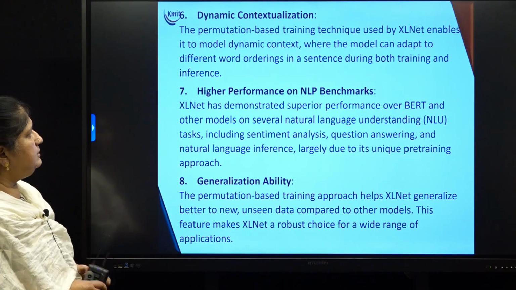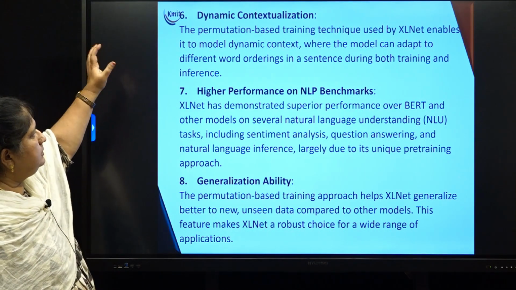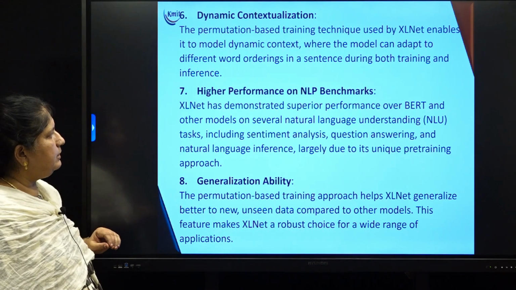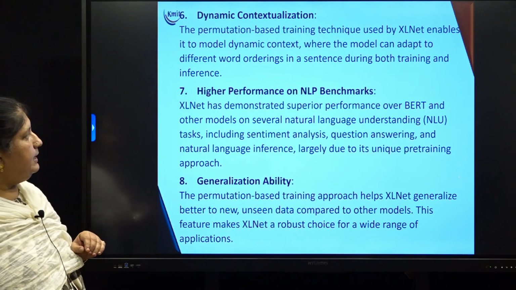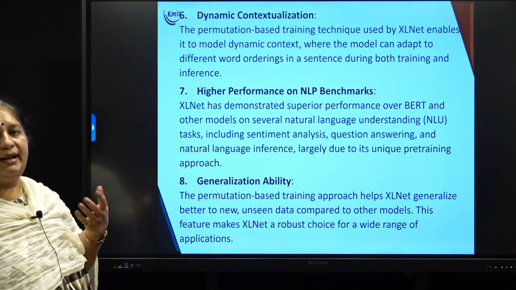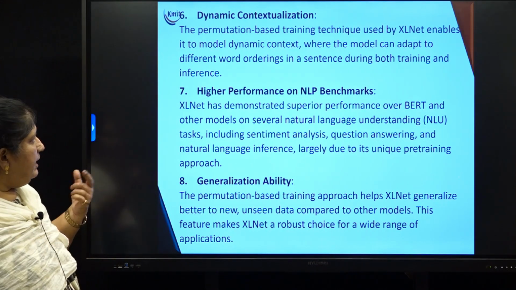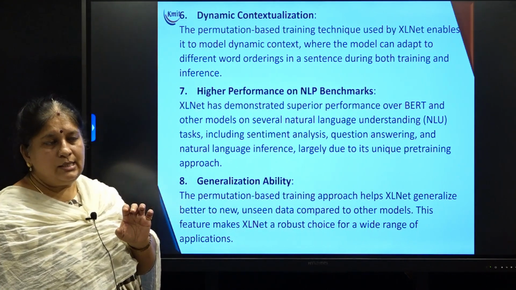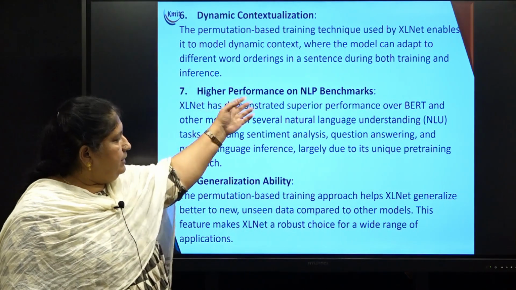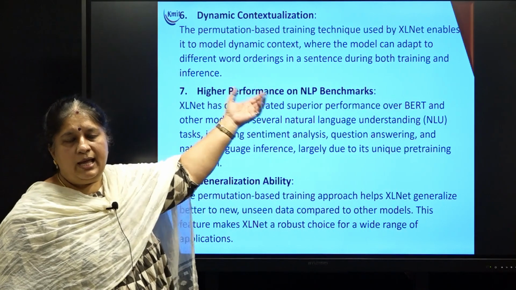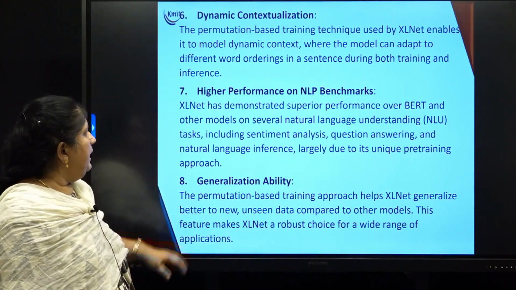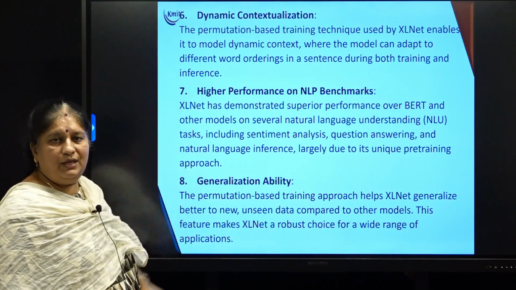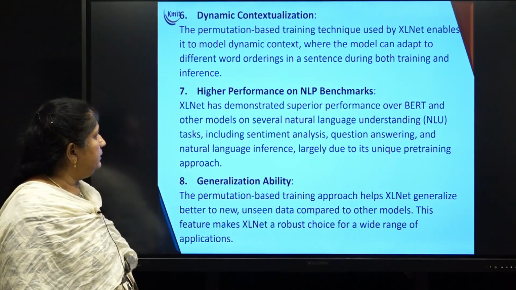Dynamic contextualization, what is this one? The permutation-based training technique used in XLNet makes it a more dynamic context, wherein the model is trying to identify different orderings of the tokens, whenever it is going for training as well as fine-tuning, and also during inference of the sequence that has been generated.